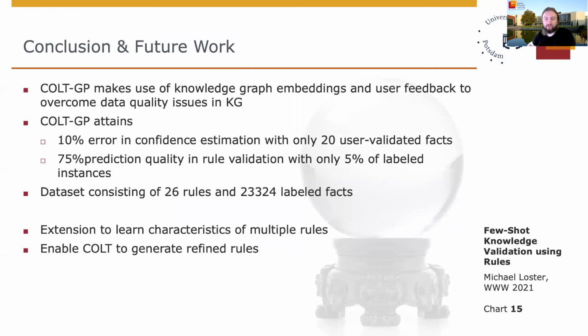In summary, COLD represents an effective framework for the interactive quality assessment of logic rules. Its most expressive model, COLD-GP, makes use of knowledge graph embeddings and user feedback to overcome data quality issues in the knowledge graph. It attains a 10% error in confidence estimation within 20 user interactions and 75% F-measure in predicting a rule's quality by using only 5% of all labeled training instances. We release our dataset consisting of 26 rules and roughly 23,000 annotated facts to the community for further research.